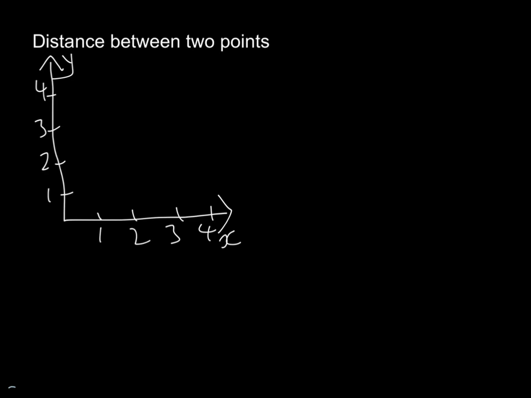Something we might like to calculate is the distance between 2 points, for whatever reason, 2 points in a Cartesian coordinate system. So let's take an example of that. Suppose we have a point, let's put it here, and call that point A. And let's suppose we have another point, right up here, and we'll call that point B. What we want to find out is the distance between A and B.